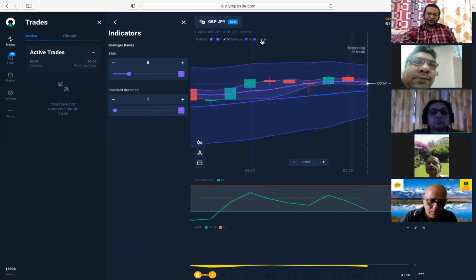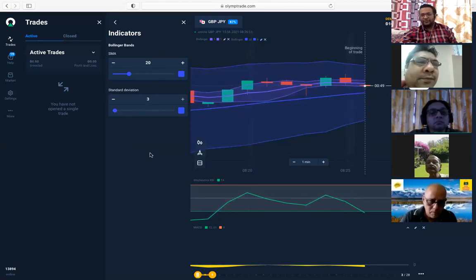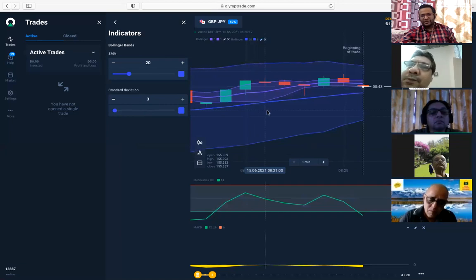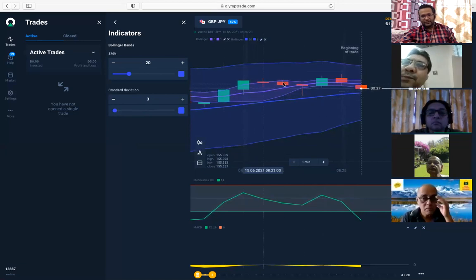Then for the second Bollinger band, the settings will be SMA 20 and standard deviation 3. Standard deviation should be 3. So you will see these two bands here. This is the bigger Bollinger band, and this is the smaller one, the earlier Bollinger band. All right, so these two bands.